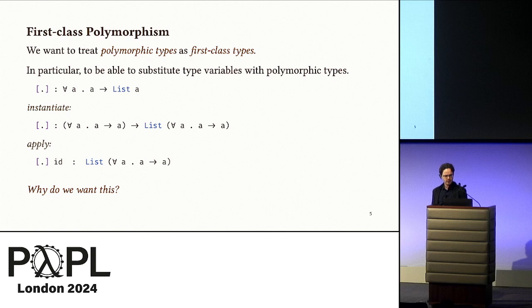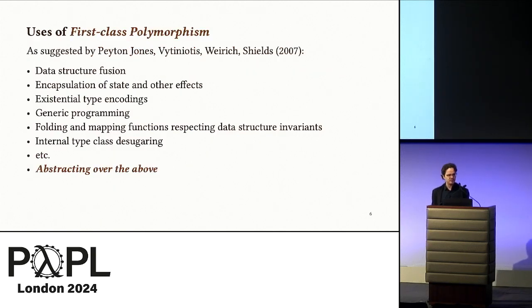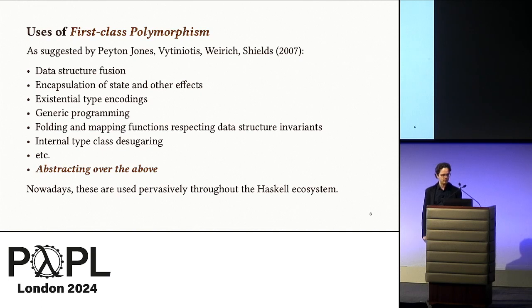Okay, well, why do we want to do these kinds of things? It seems not very useful, but actually there are many applications of such type systems: data structure fusion, encapsulation, existential types, etc., etc. And more importantly, we need the full power of first-class polymorphism to be able to abstract over all of these use cases. And these things are actually pervasively done throughout the Haskell ecosystem. So it's quite an important thing that we want to have.